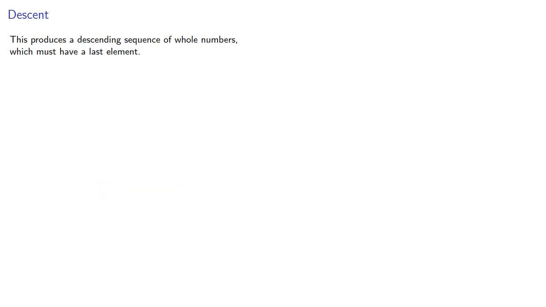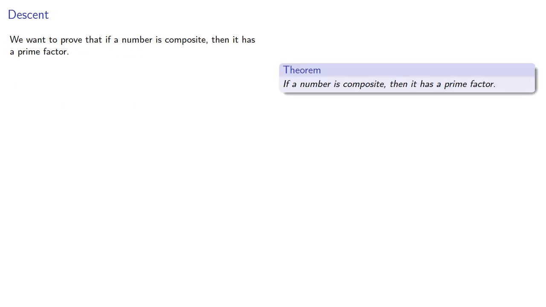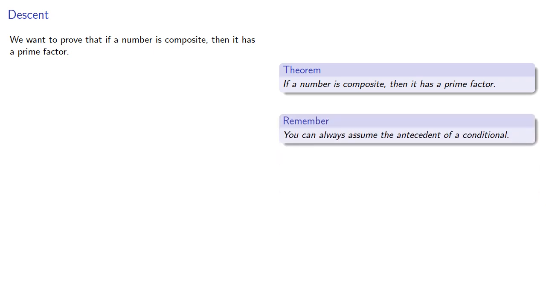This produces a descending sequence of whole numbers which must have a last element. We get a contradiction in one of two ways: if the sequence can't continue forever, or if the last element introduces a contradiction. So we want to prove that if a number is composite, then it has a prime factor. Remember, you can always assume the antecedent of a conditional, so we'll let n be a composite number, and then we'll assume the negation of what we want to prove. So we'll assume it doesn't have a prime factor.